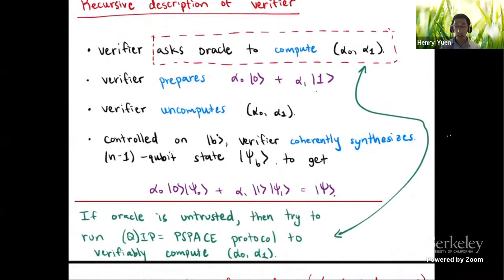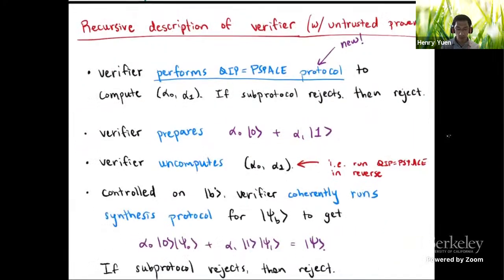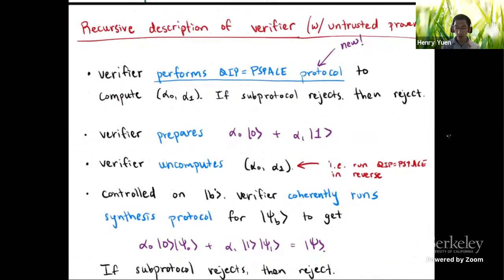Right, so we have this idea: to compute these conditional amplitudes, let's run the QIP equals PSPACE protocol. And hopefully everything should work out. Right, so this is the attempt. We replace this first step with running QIP equals PSPACE to compute alpha 0, alpha 1. We do everything as before. In the uncomputation step, one might imagine that we try to run the QIP equals PSPACE protocol in reverse.